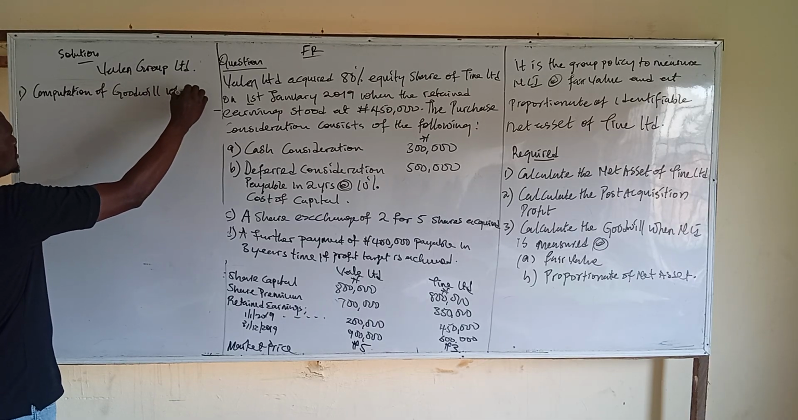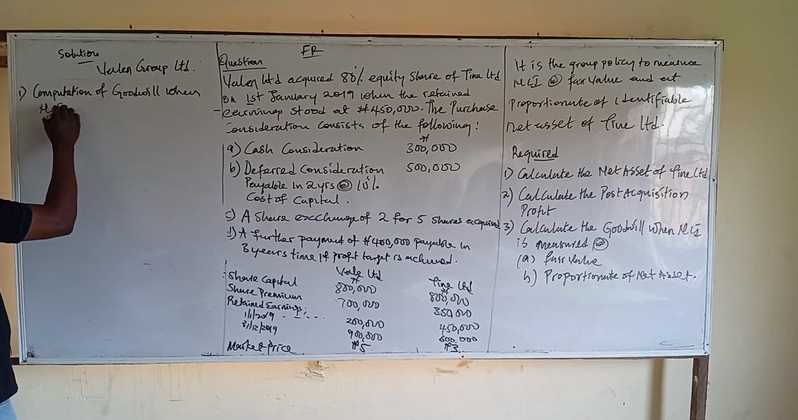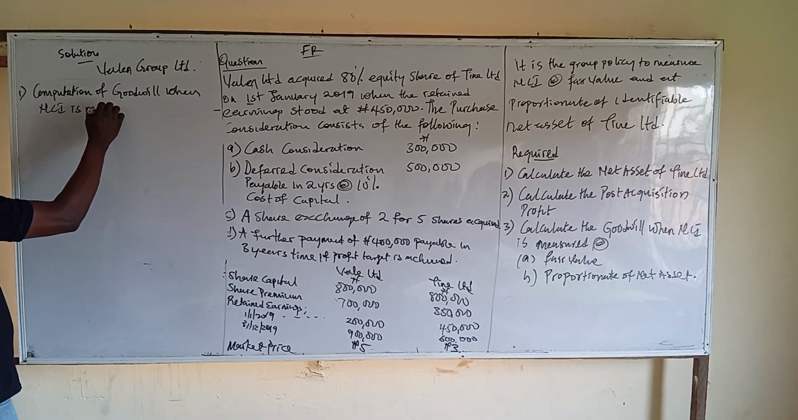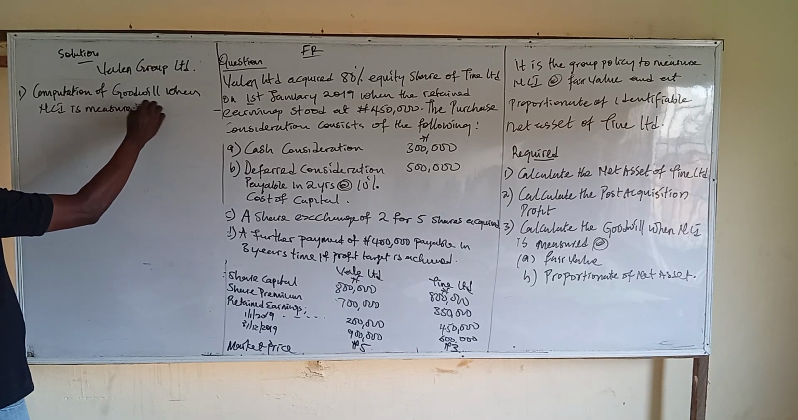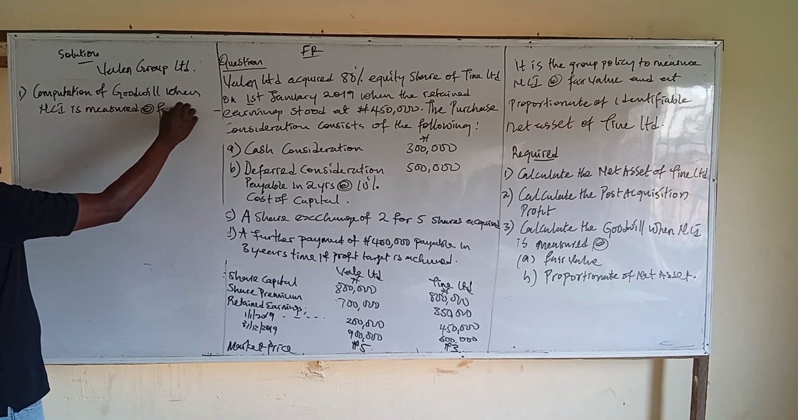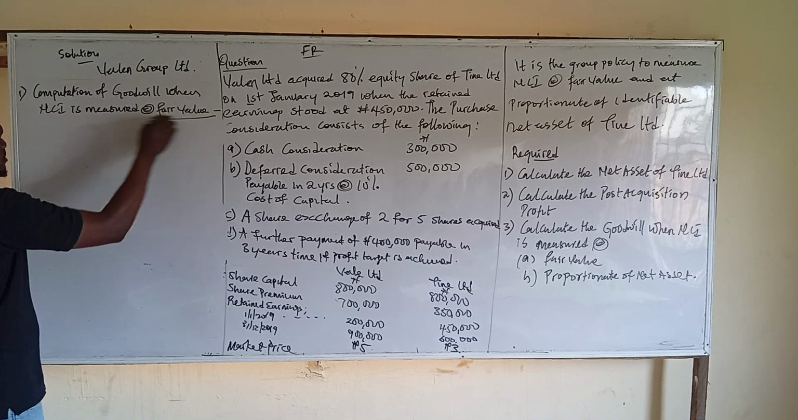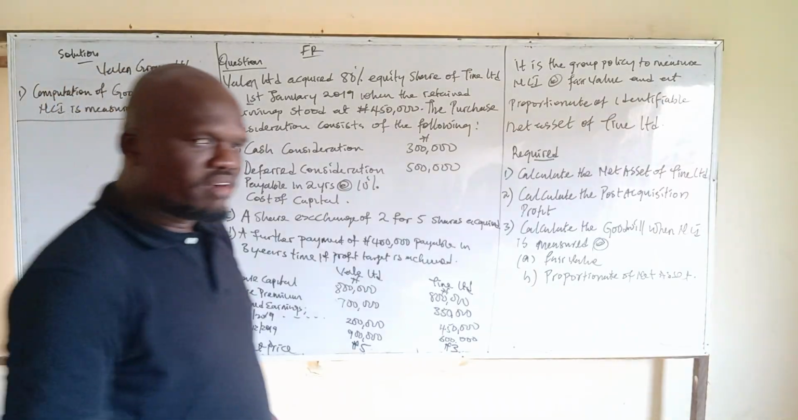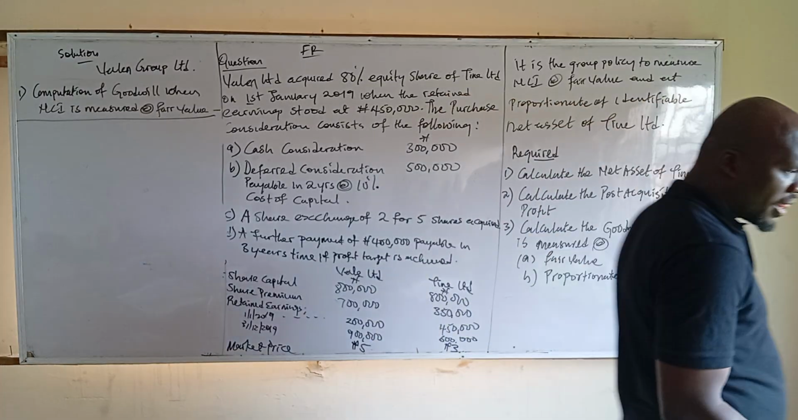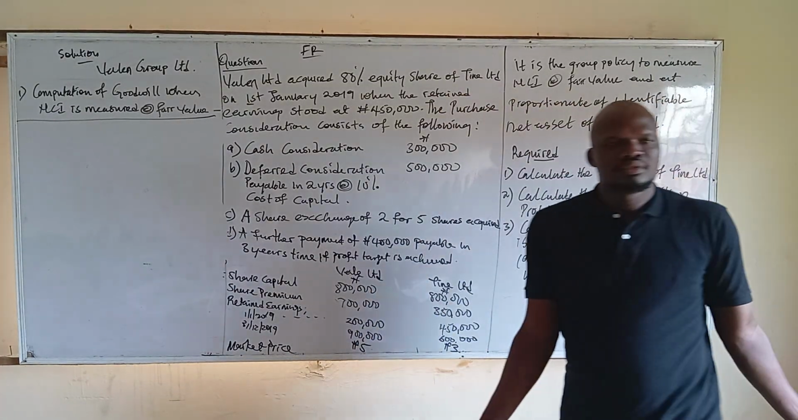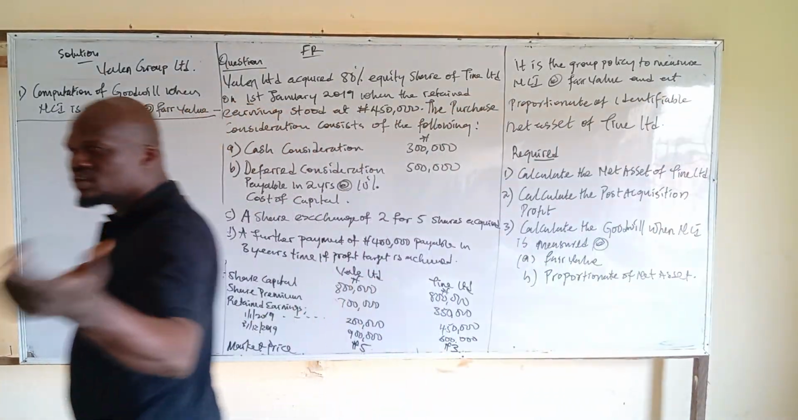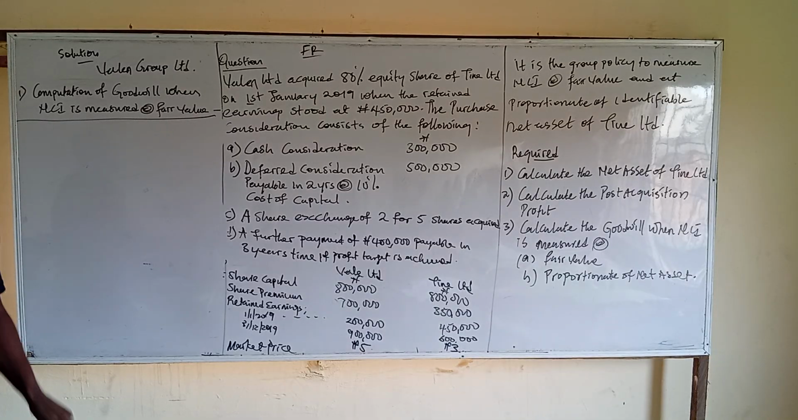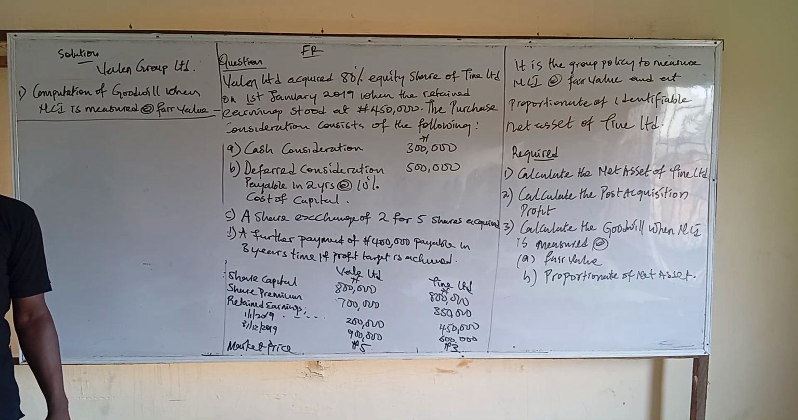When NCI is measured at what? Fair value. Are we given the fair value? Yes, the fair value of NCI is given. It's not given now. So if the fair value of NCI is not given, how do you determine the fair value?